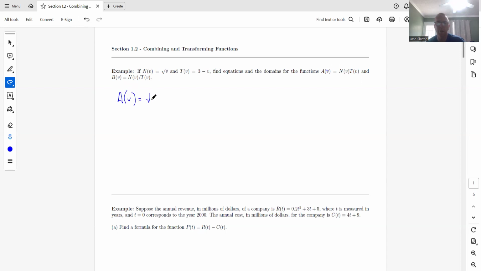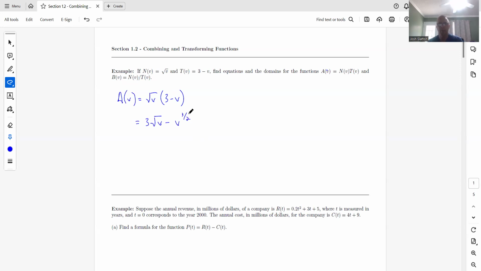So a of v is n of v, which is square root of v times 3 minus v, and then we'll simplify that. So we have 3 square root v, and then minus v times square root v. If you remember from your exponent properties, you will add the exponents. So we have v to the 1/2 and v to the first. Add those exponents and we get v to the 3/2.